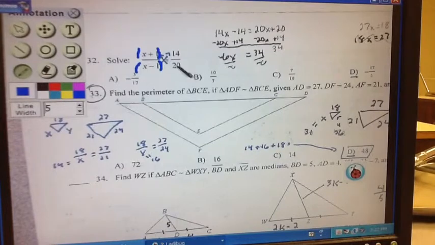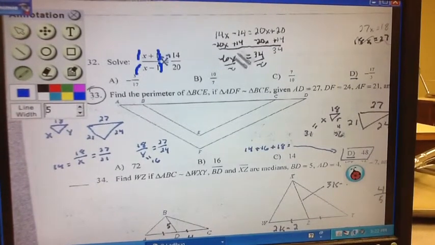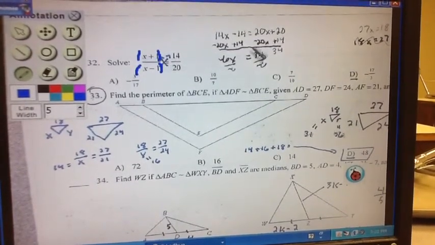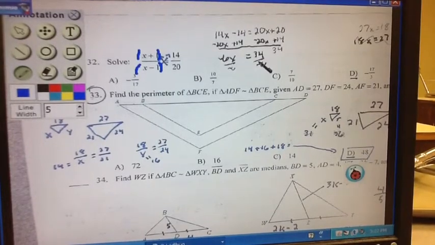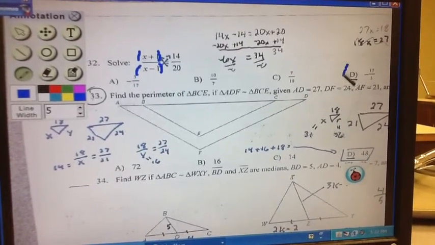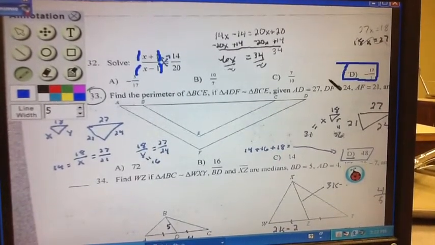Same thing with the 20. 20 times x is 20x, and then 20 times that 1 is 20. Go through, solve down, found x was negative 17/3.